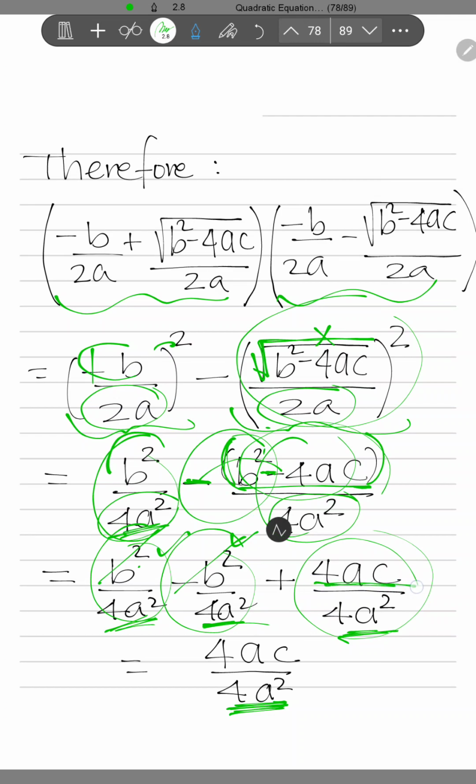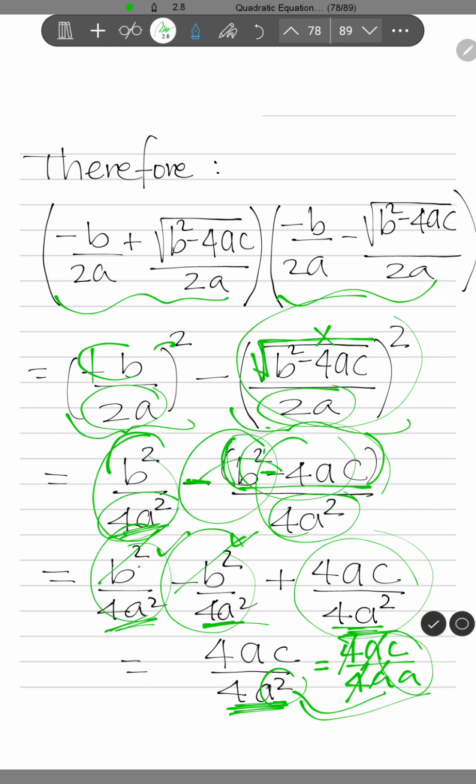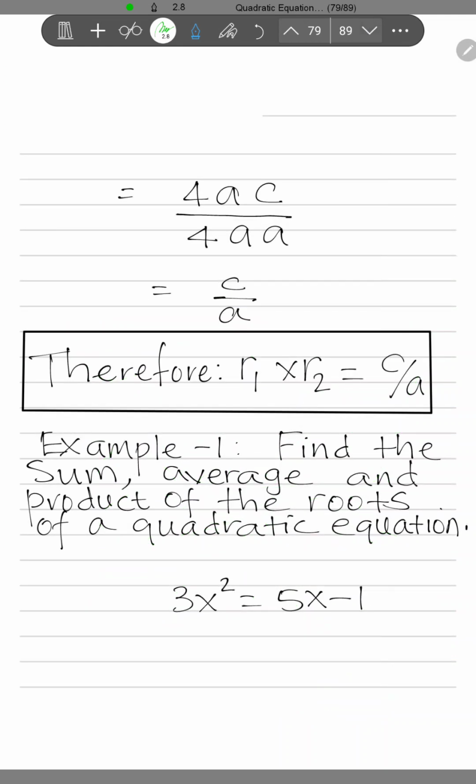Then we have 4ac divided by 4a square. Here it means what? 4ac divided by 4aa. A square is aa. So 4 cancels out. A and A will cancel out. We will have only c over a. So the product of the roots of a quadratic equation is c over a.